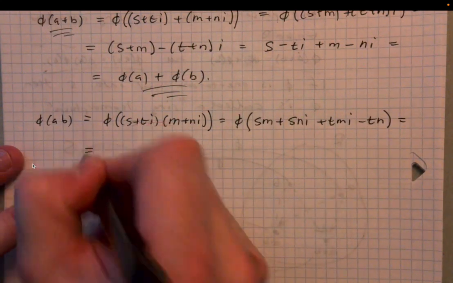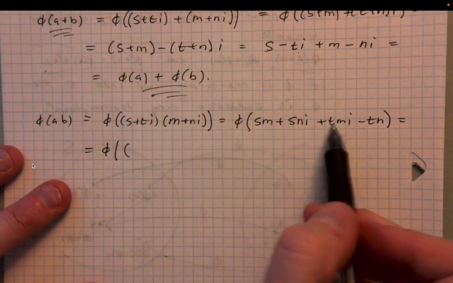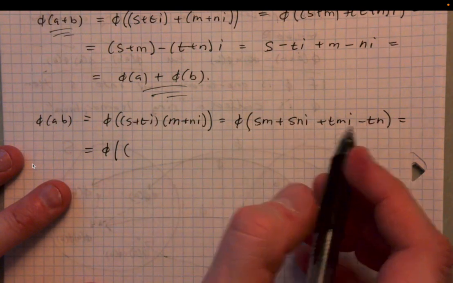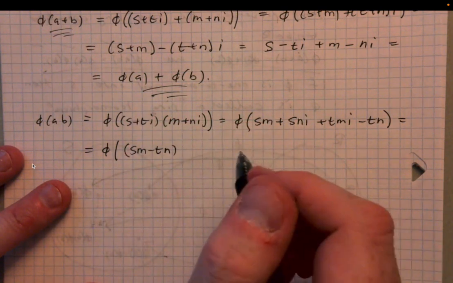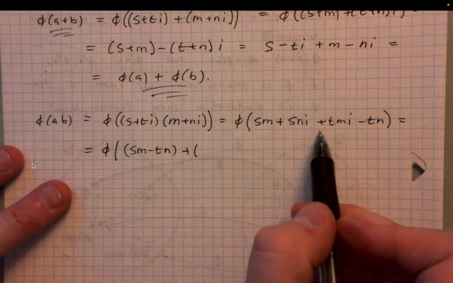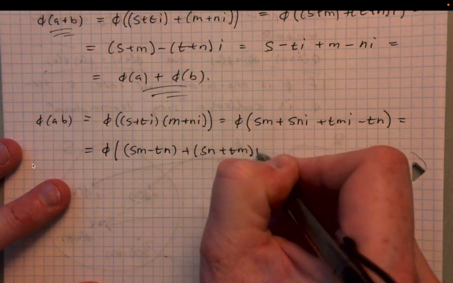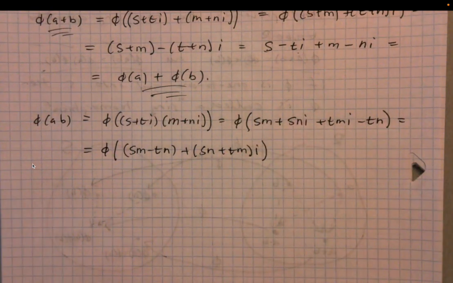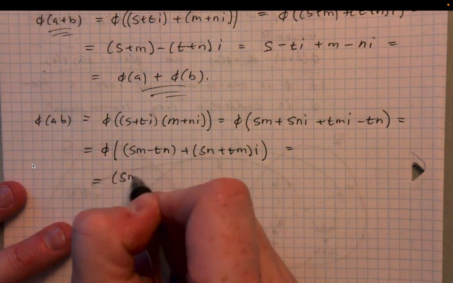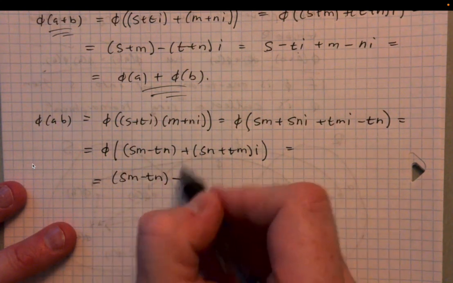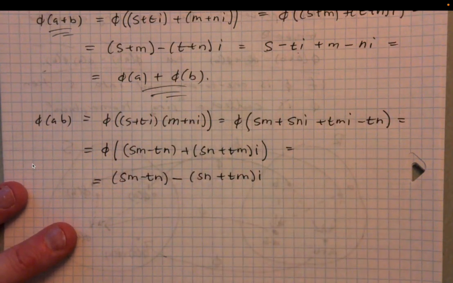And then we can rearrange this, and we have phi of SM, putting the real parts together, SM minus TN, and then plus SN plus TM i, right? So taking the imaginary parts and putting them together. And now let's evaluate with phi. And so this becomes SM minus TN minus, right? The sign flips, and you get SN plus TM i.